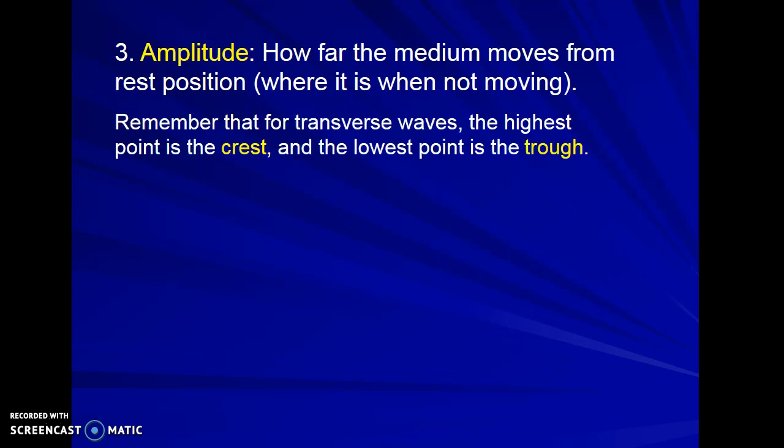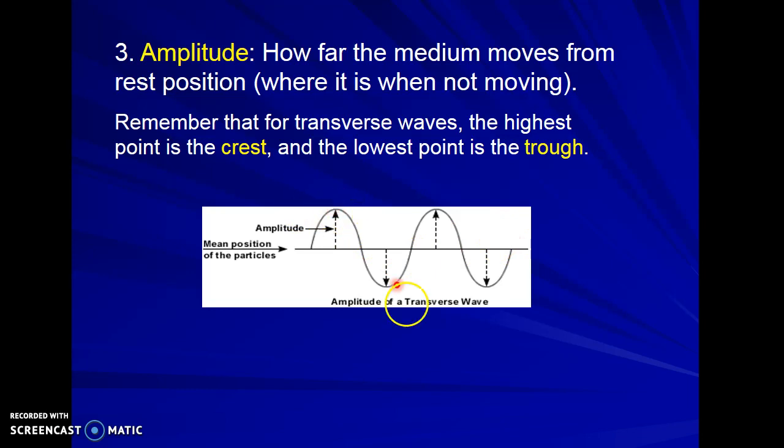Now, a couple things to remember. For transverse waves, which are all of our light waves and electromagnetic waves, the highest point is our crest and the lowest point is our trough. Here we've got our crest up here, trough down there. We want to know the furthest distance those particles or the medium moves. So normally they're on this rest position, this solid black line. And when the wave comes by, they can either move this far up or this far down. These two arrows, up or down, are equal to each other. They're just in different directions. So if we want to measure our amplitude, we measure from the resting position to the top of the crest or from the resting position to the bottom of the trough.